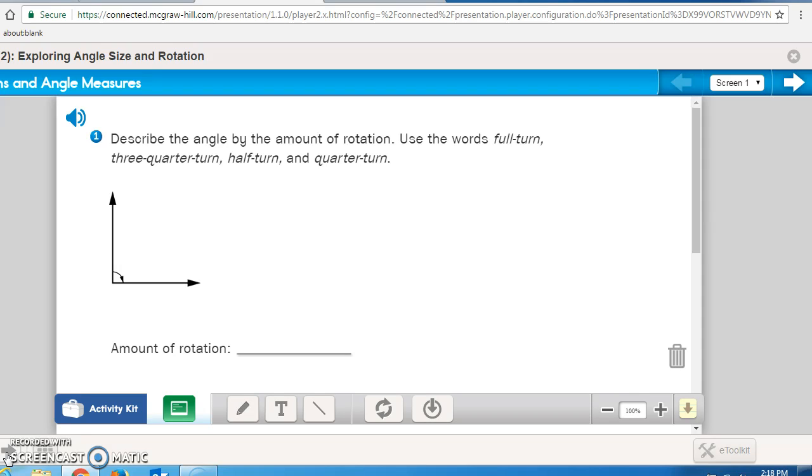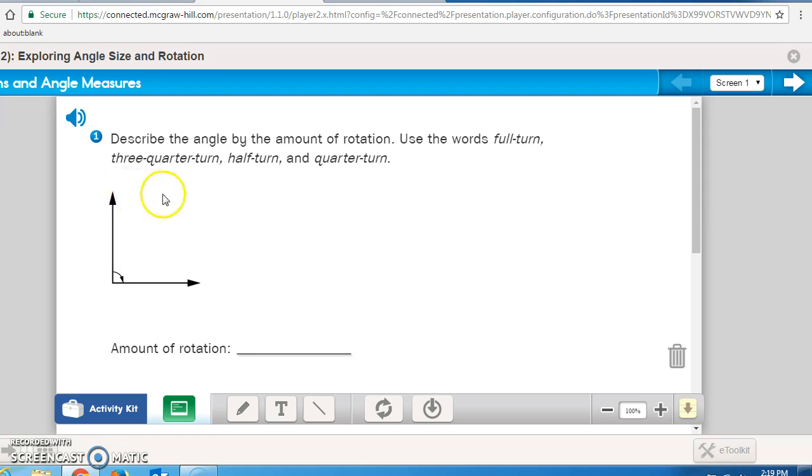So let's take a look at what's displayed on the screen. It asks you to describe the angle by the amount of rotation. So I want you to use the words full turn, 3/4 turn, or half turn. So look at the first angle. Is that a full turn? Well, remember, a full turn would be all the way around. If I was standing facing this way, I would have to turn all the way around and stand facing this way again. That would be a full turn.